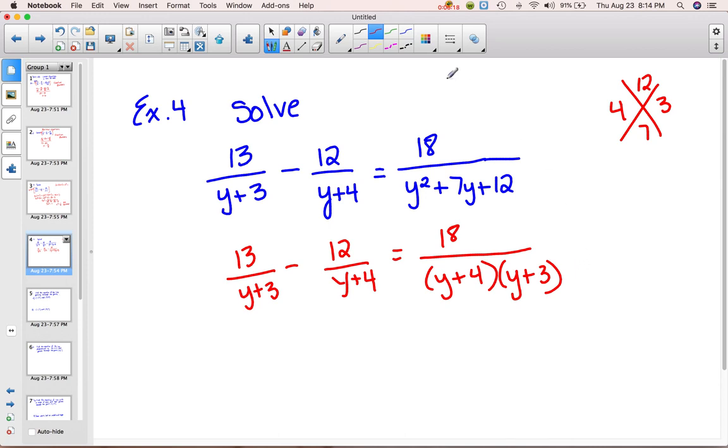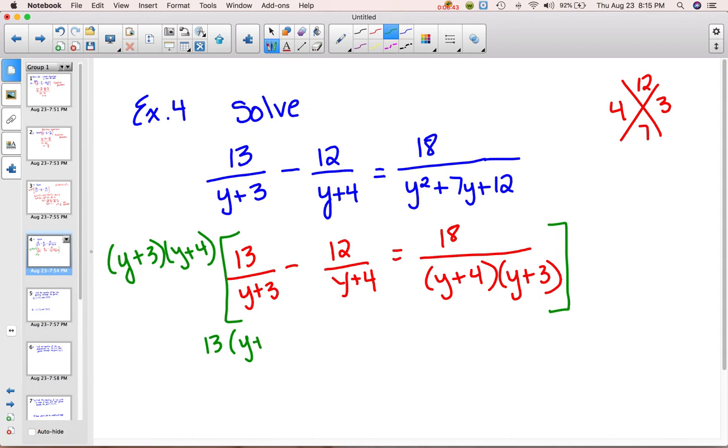Okay, so now we're going to go ahead with the idea of fraction busters. And notice very conveniently, I just need to use this y plus 4 times y plus 3. But it's easier to recognize when you factor at first what values you're going to use. So I recommend you always do that. Okay, so for the first one, the y plus 3's cancel, leaves me the y plus 4 times this 13 minus, and the y plus 4's cancel, leaves me the y plus 3 times this 12. And over here, the denominator is going to cancel entirely and just leave the 18.